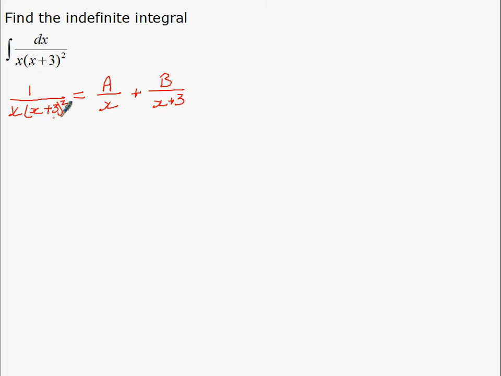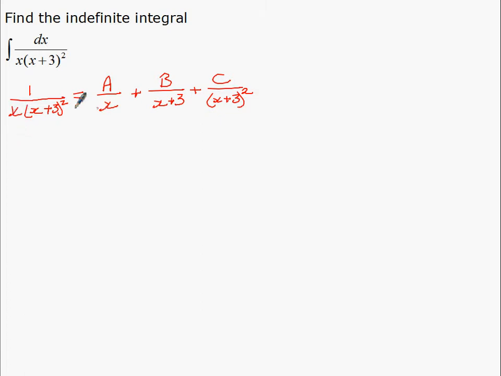Now this is a repeated linear term, meaning x is to the power of 1, so it's a linear term, and it's repeated in that it happens twice. When we're using partial fractions, we have to include all possible powers, meaning because this is squared, we need x plus 3 to the power of 1 and x plus 3 all squared. If this was x plus 3 to the power of 5, we'd need to the power of 1, 2, 3, 4, and 5. All possible powers.